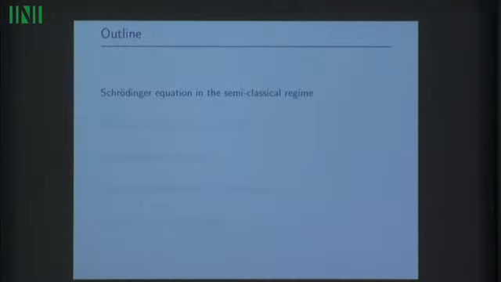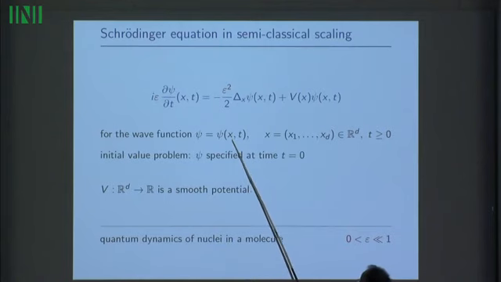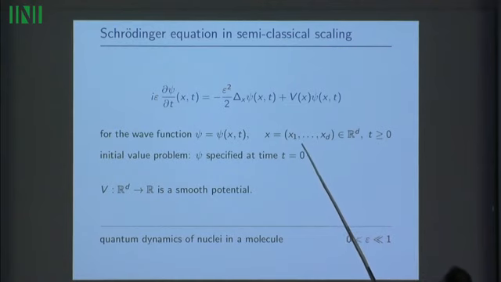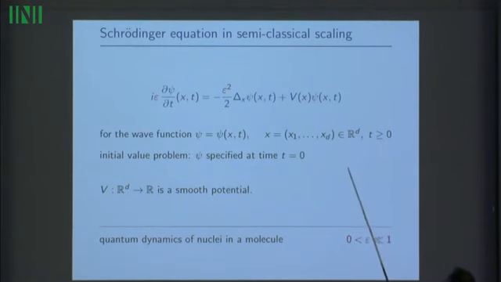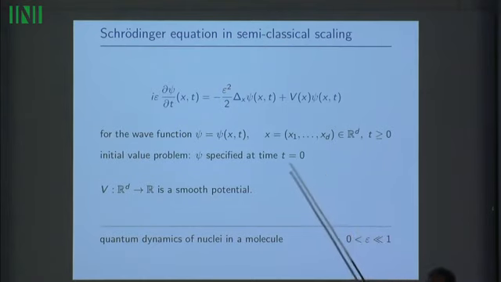So what is the Schrödinger equation in the semiclassical regime? What you're looking for is the wave function, which is a function of positions and time. And the positions here, if you have n particles in dimension 3, then you have 3n coordinates. So d would be 3 times the number of particles. And even if you have only a few particles, this becomes quite a high-dimensional problem.